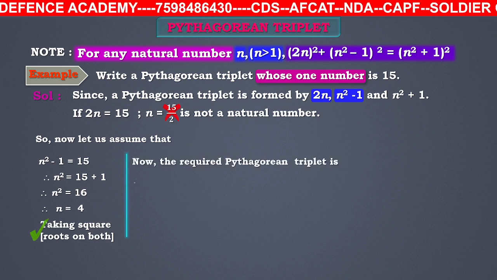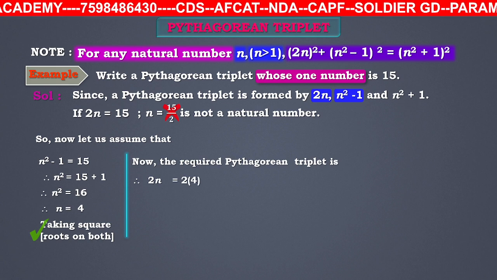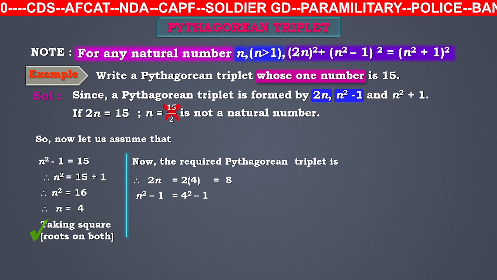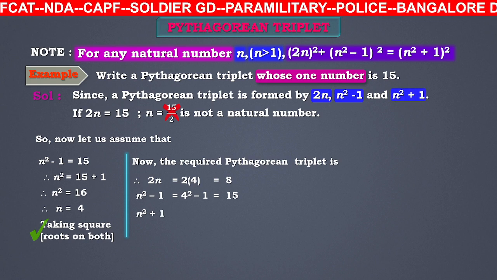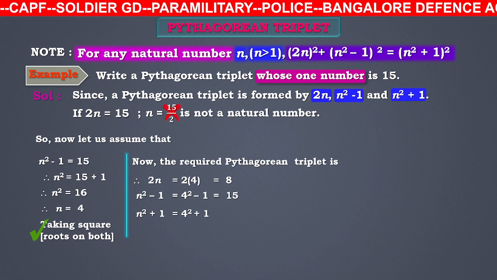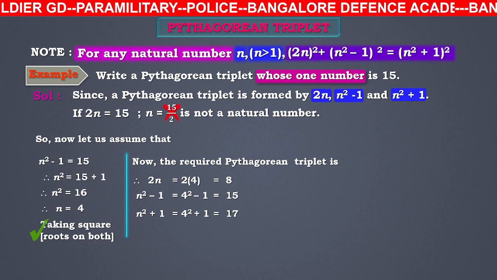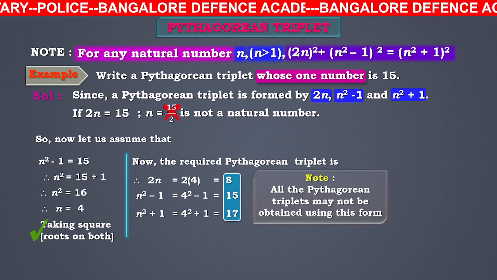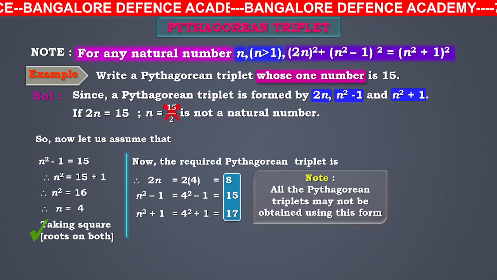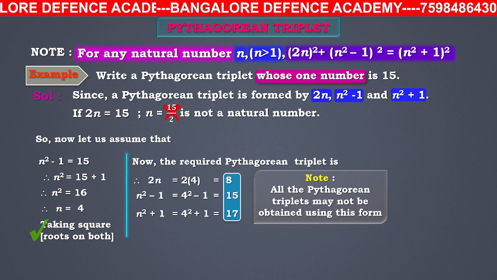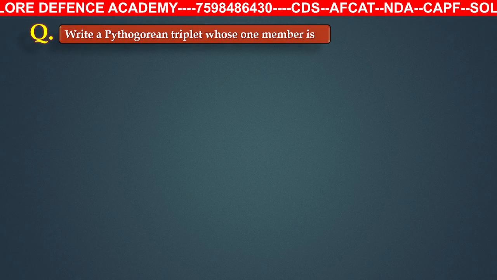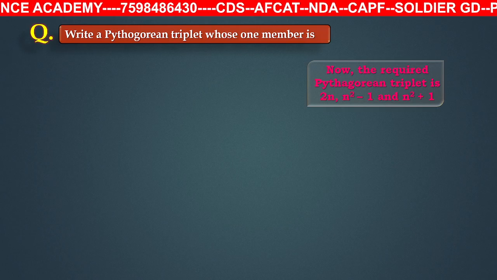Now I will substitute this n in the three numbers. For example, I have the first number 2n, so I'll multiply 2 into 4, it gives me 8. Then I have n square minus 1, that is 4 square minus 1, that is 15. Then you have n square plus 1, that is 4 square plus 1, that is equal to 17. So this is how you are going to find the triplets of any number. Okay, so 8, 15 and 17, these are all the triplets, and you have to keep this one thing in mind. All the Pythagorean triplets may not be obtained using this form.